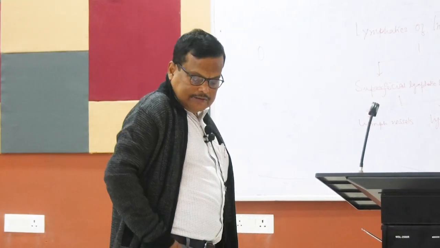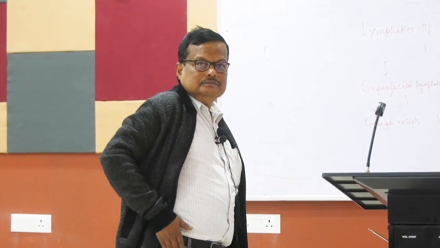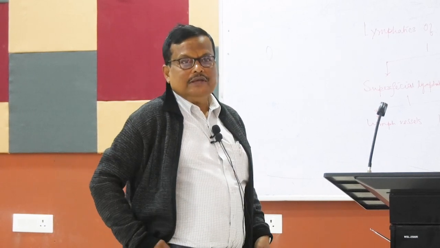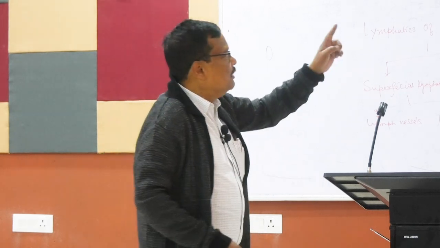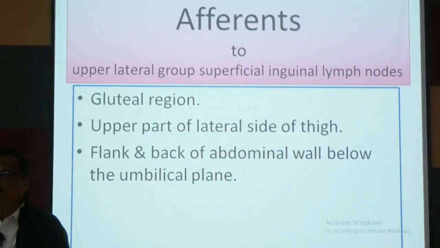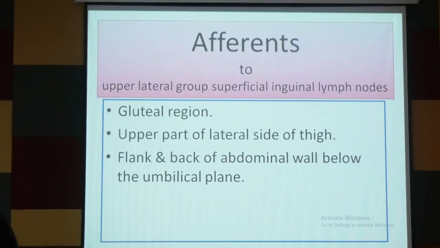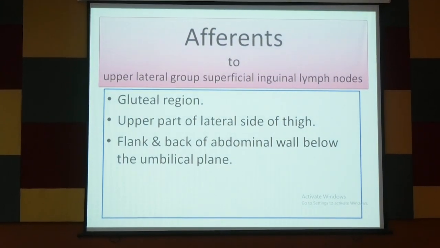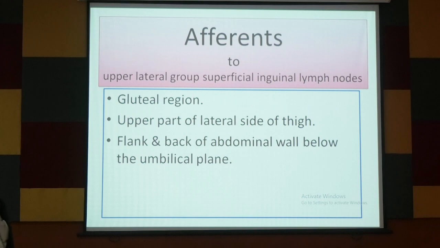বুঝতে পারছো? আর কি, আপার পার্ট অফ দ্য ল্যাটারাল সাইড অফ থাই, এইটুকুনি, মানে এই পেছন থেকে যেটা যাচ্ছে ল্যাটারাল গ্রুপ। তাহলে 1 2 3 এটা লিখে নাও। Afferent, number 1 gluteal region, upper part of the lateral side of the thigh, flank and back of the abdominal wall below the umbilical plane.